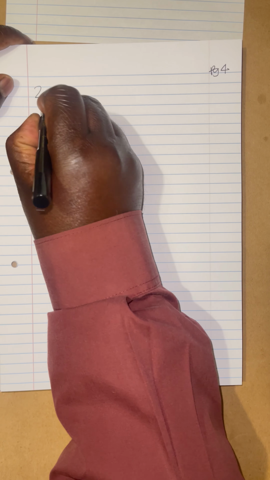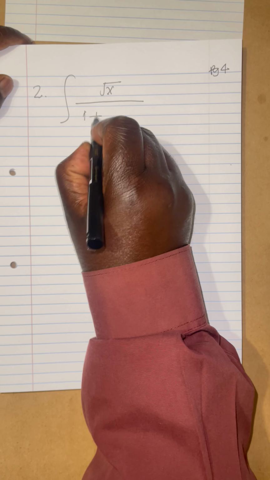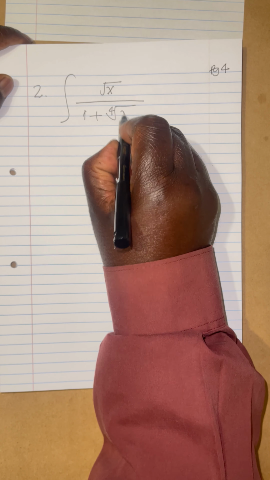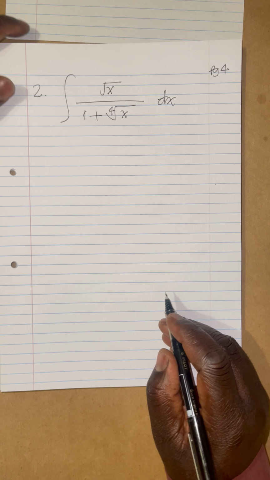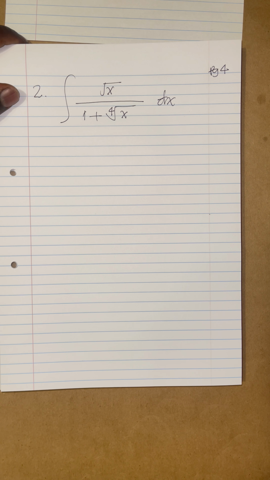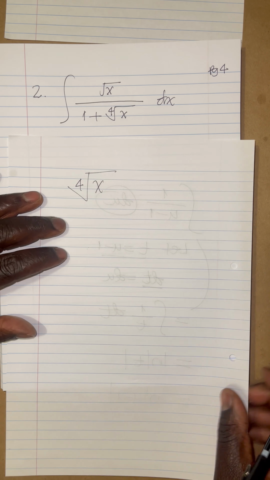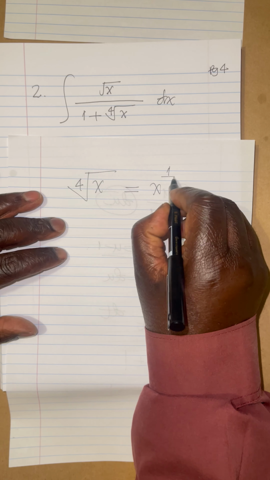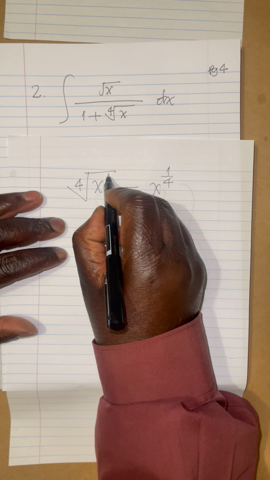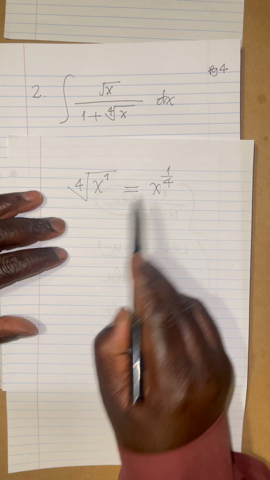So integral number 2, we are saying it's the integral of square root of x all over 1 plus 4th root of x dx. I want to remind you something here. I think I must use a separate page. What is the meaning of this term here, 4th root of x? Well, you agree with me that this is actually x to the power 1 over 4. Because there's 1 here, which is the power, and to get rid of the root sign, we take this number and divide into the power, like that.